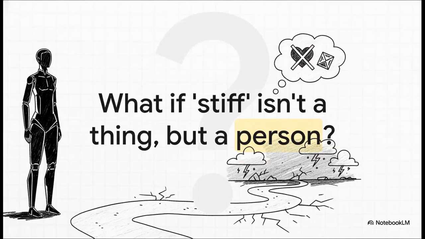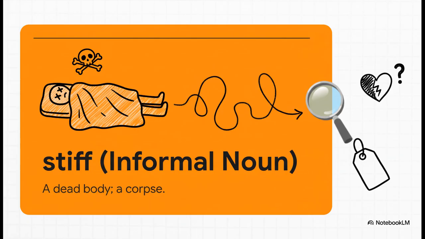All right, but hold on. Let's flip the script a little. What happens when we take this word and use it in a completely different context? What if it's not describing a sore muscle or a piece of cardboard, but a person? Now, this is where things get really interesting and a little dark. And bam, here it is, the word's second identity. Informally, as slang, stiff is a noun, and it means a corpse, a dead body. Total shocker, isn't it? One minute we're talking about a sore muscle, the next we're in the morgue.